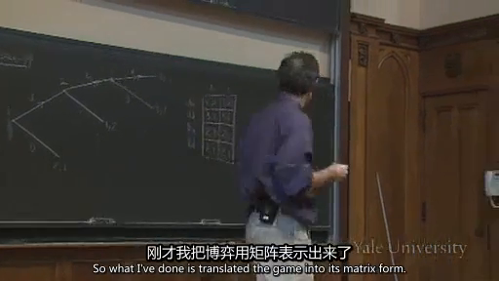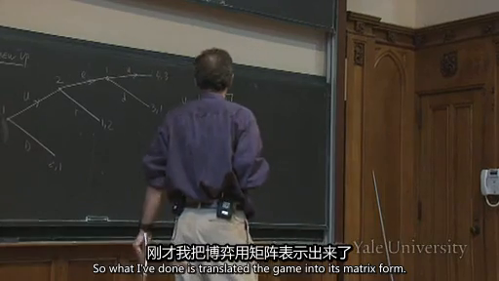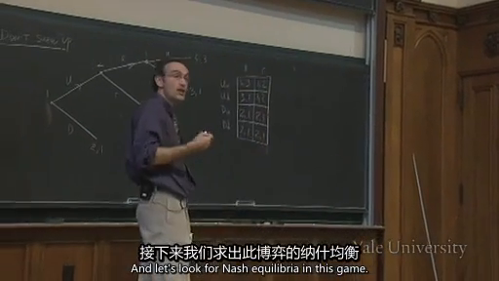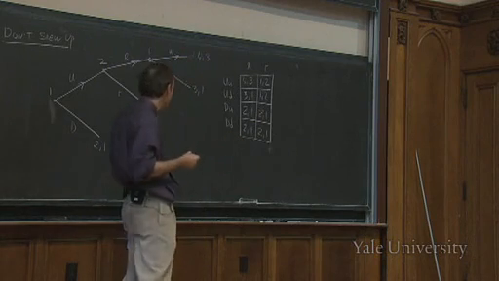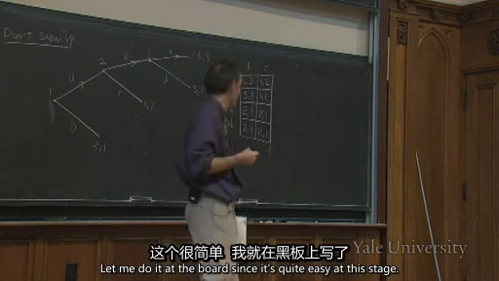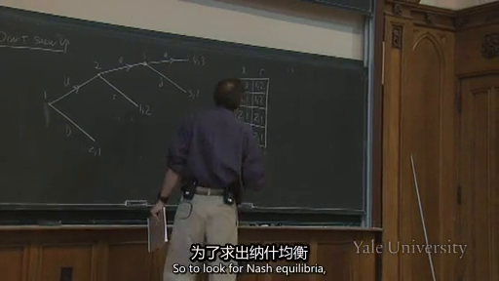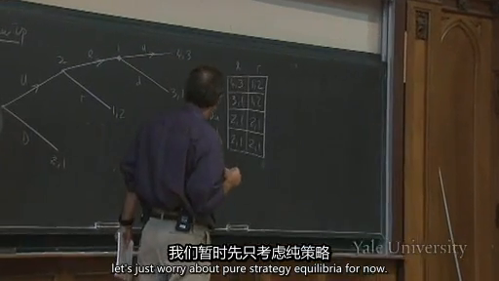Right, so all I've done is translate the game into its matrix form. And let's look for Nash equilibria in this game. All right, just look for Nash equilibria. Let me do it at the board since it's quite easy at this stage. So to look for Nash equilibria, let's just worry about pure strategy equilibria for now.